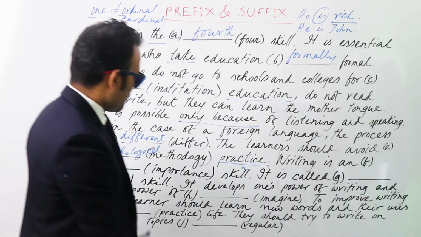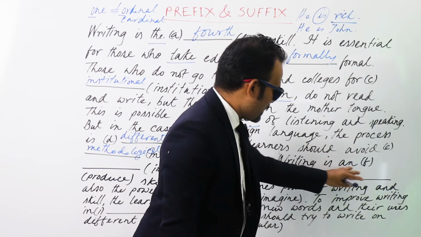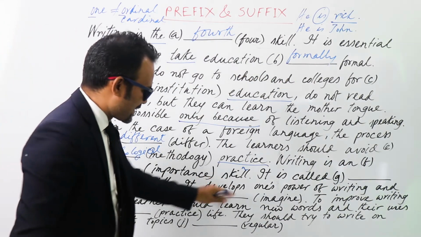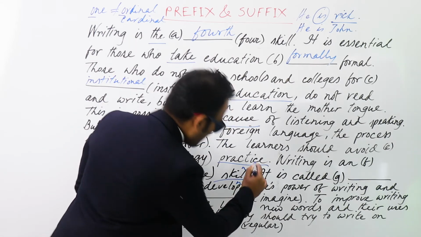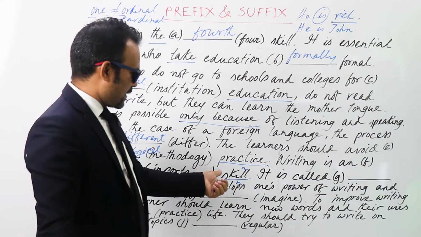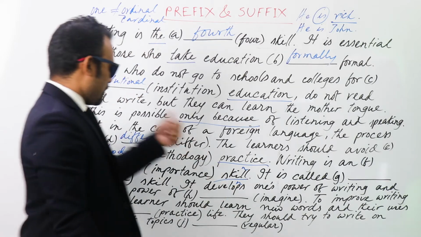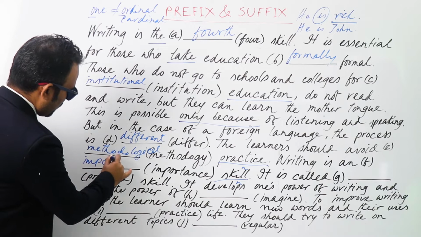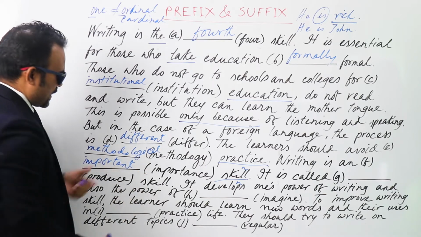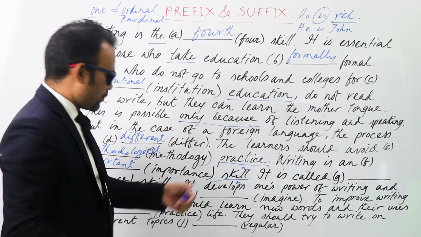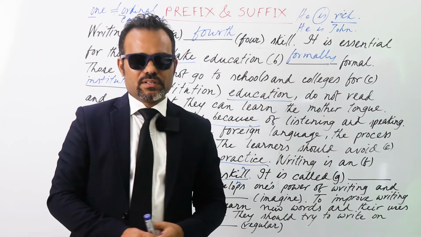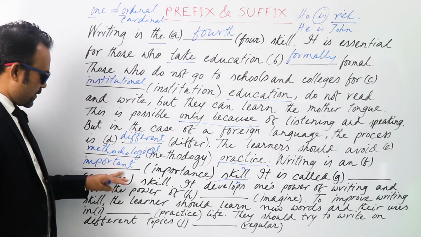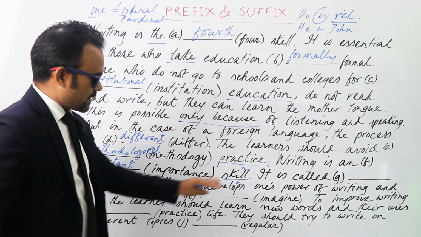I think if you remember just these two things, then most of the gaps you can fill up easily. Next one, writing is an importance skill. The same thing is coming again and again. Skill is definitely a noun, and before that we need an adjective, so it will be important skill. Here we have importance, a noun. So this noun will be modified by an adjective, so it will be important skill.